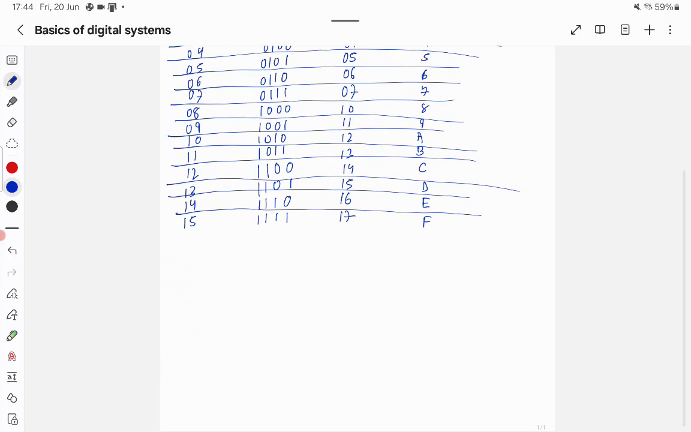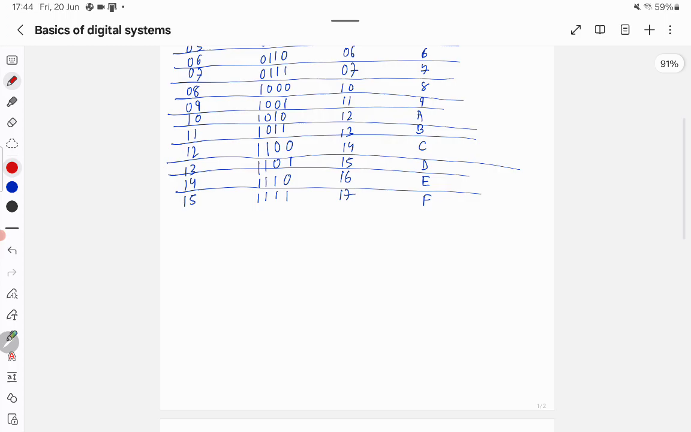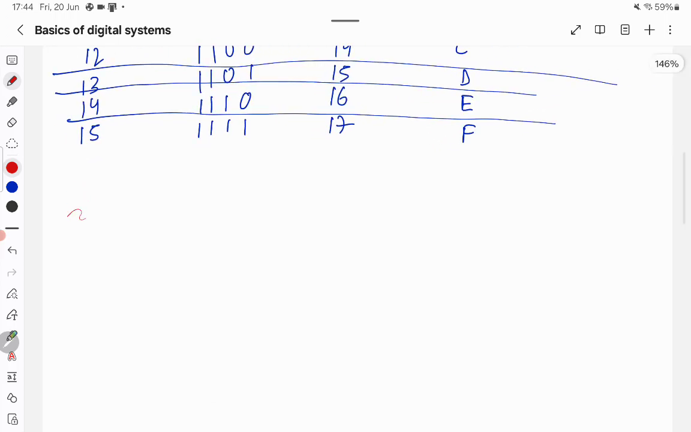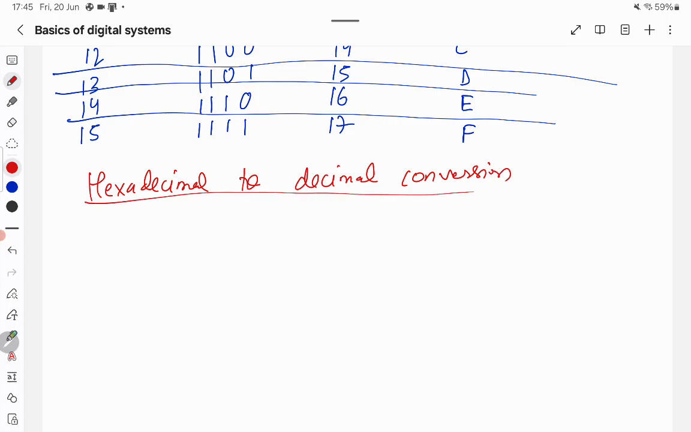Let's give an example so that you can understand. Let's do hexadecimal to decimal conversion. Okay, from hexadecimal to decimal conversion. Example: B65F base 16. So this is a hexadecimal number.